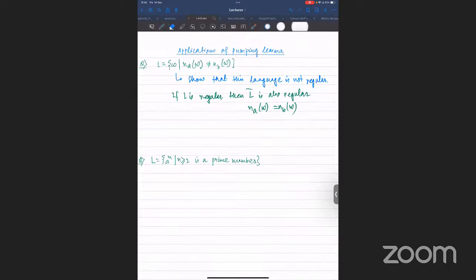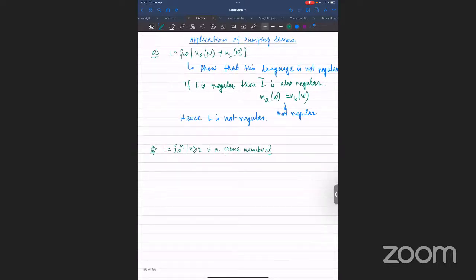So we saw that it is not regular. Hence, L is not regular. Clear?